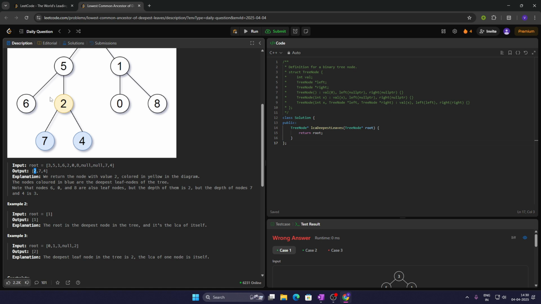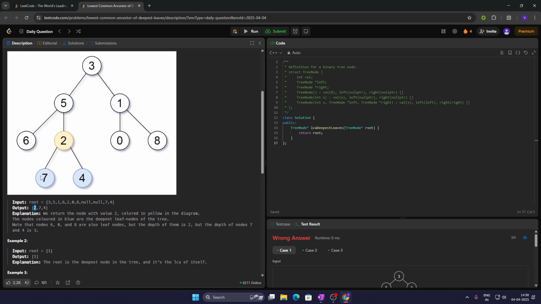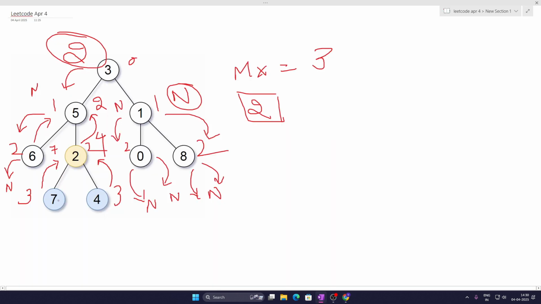In prefix notation, 2 and 7 and 4. From 2, we are able to reach 7 as well as 4. For this tree, the answer will be 2.